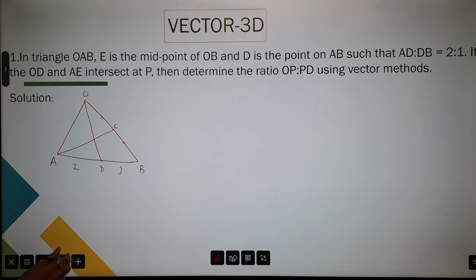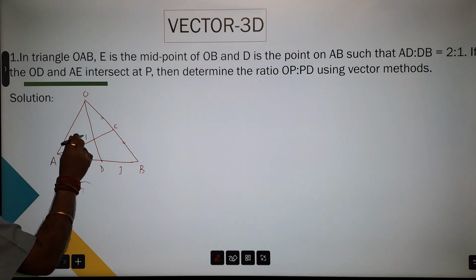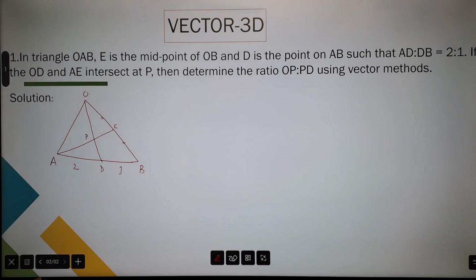OD and AE intersect at P. This point is P. Then determine the ratio OP is to PD using the vector method. OP upon PD we have to find out.